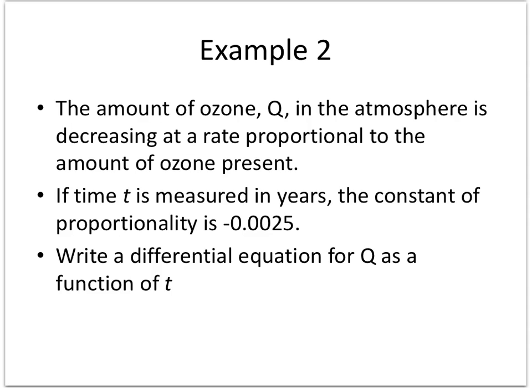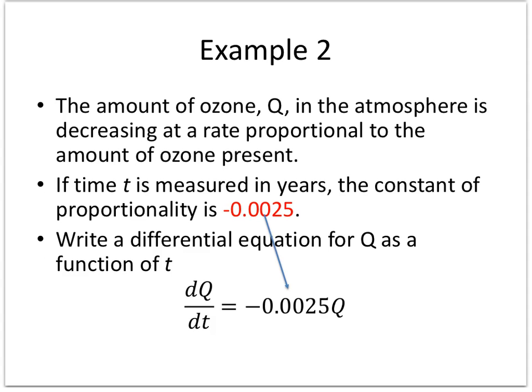Write a differential equation for Q as a function of t. Go, what is it? Negative 0.0025 times Q. So a differential equation, okay, this is different than that C e to the kt. The C e to the kt is the solution, the original function.